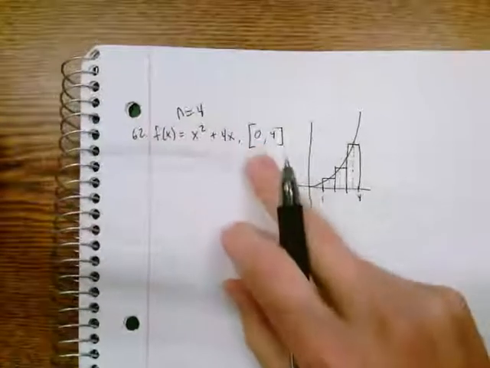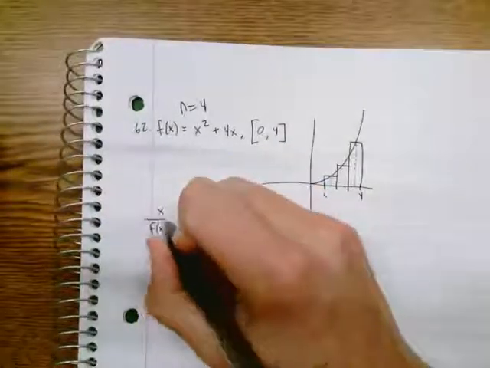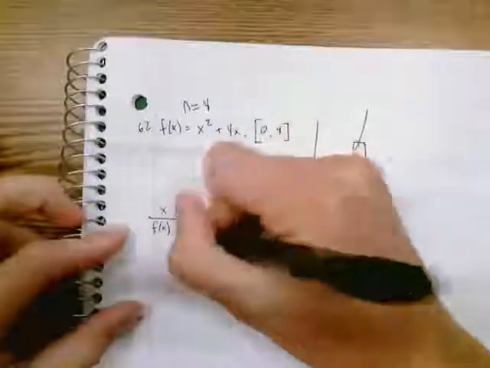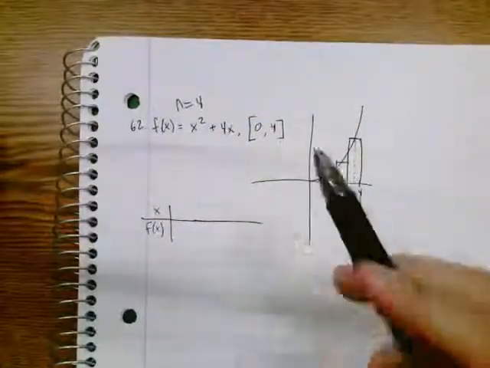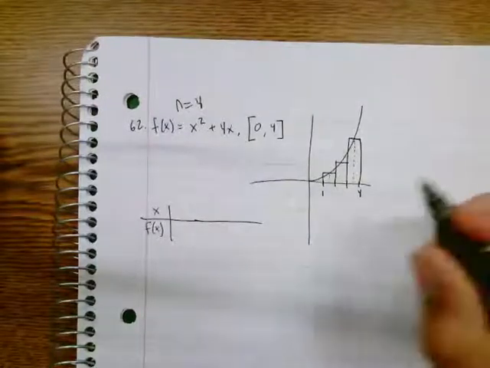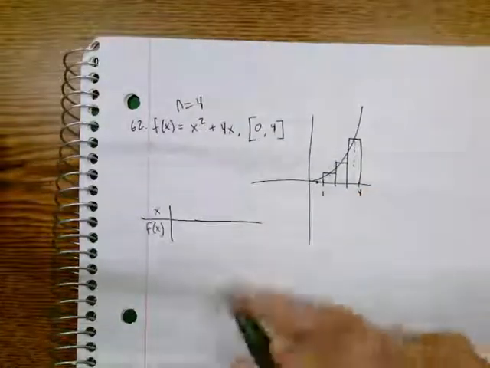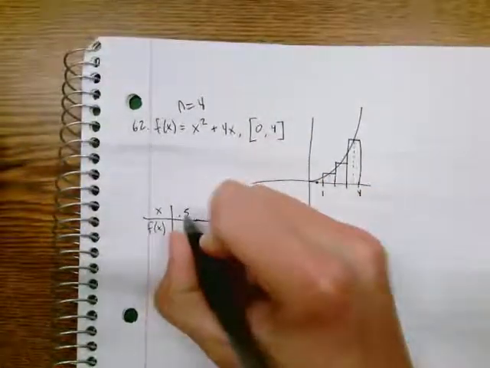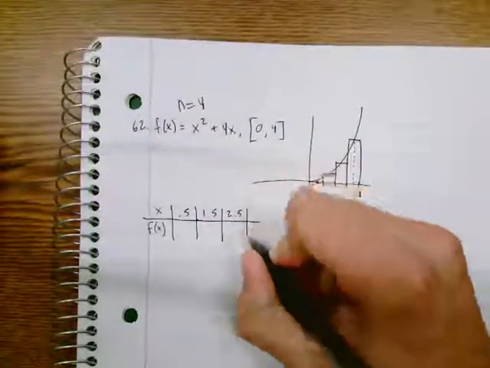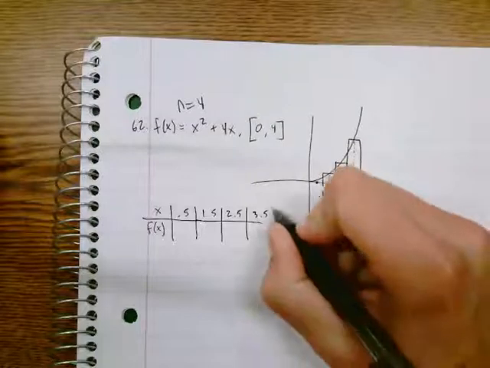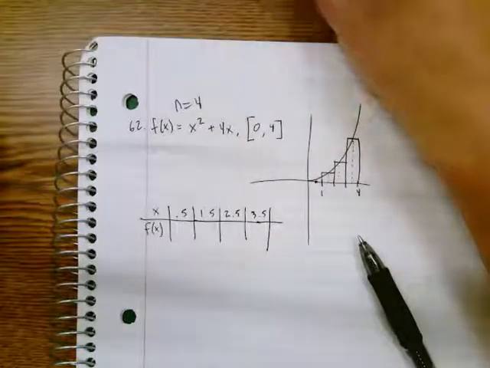Alright, so let's write our x and our f of x, and we'll make a little table here. So we have, alright, so we're doing our midpoint. So what we want is really, we want our x to be 0.5, 1.5, 2.5, and 3.5. Let's see here.